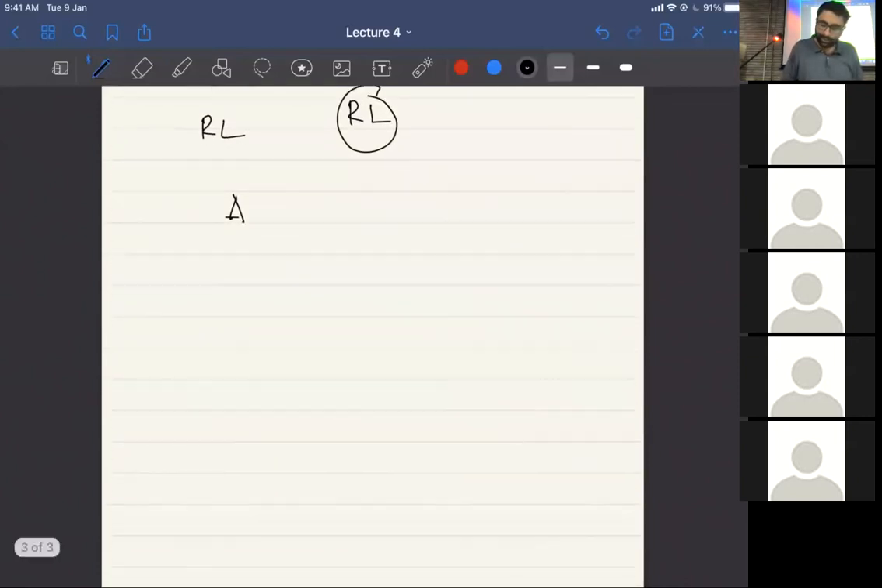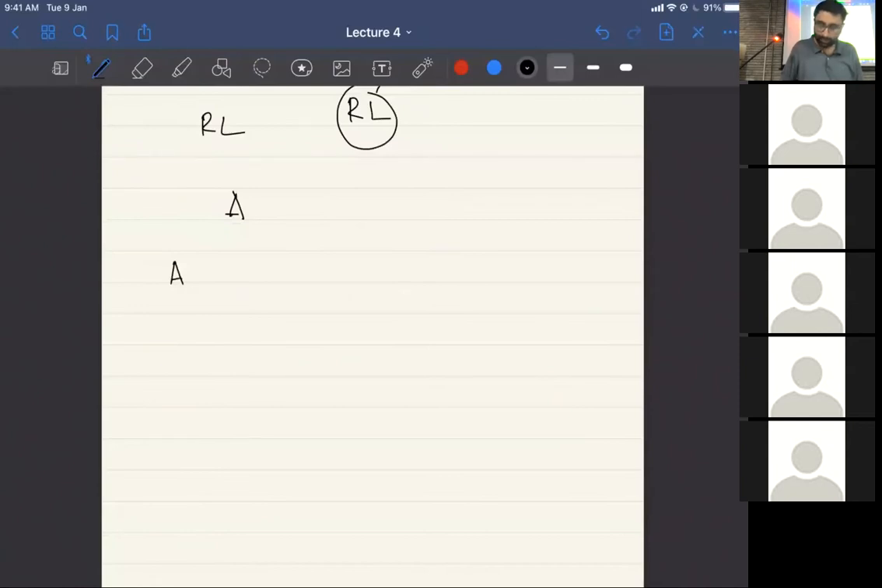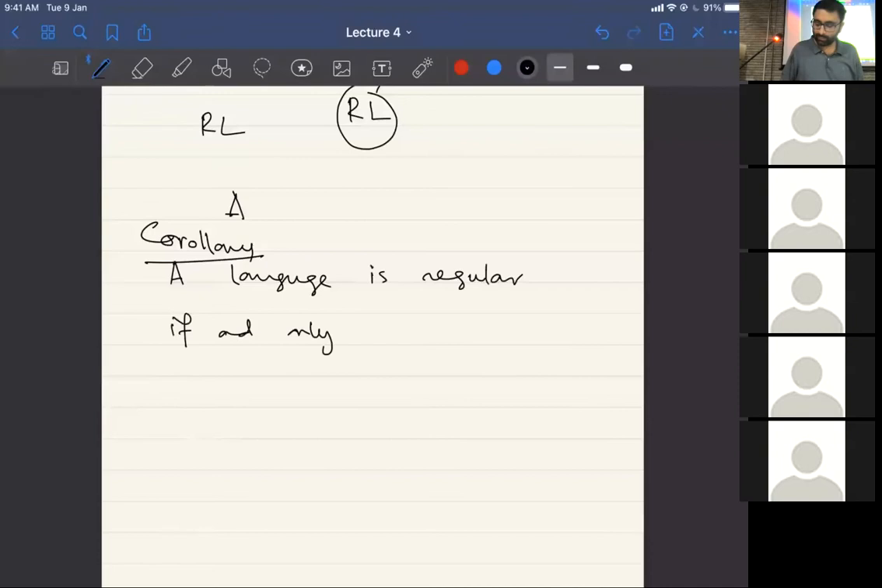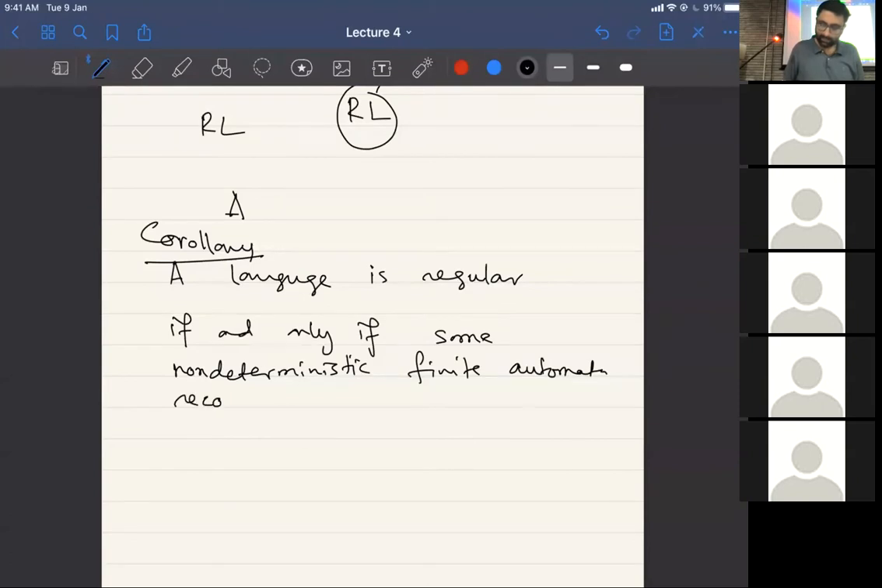But this leads to another result, a corollary of everything that we have done. It says that a language is regular if and only if some non-deterministic finite automata recognizes it.